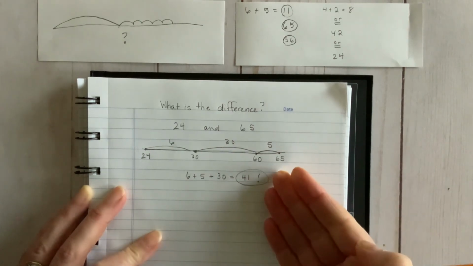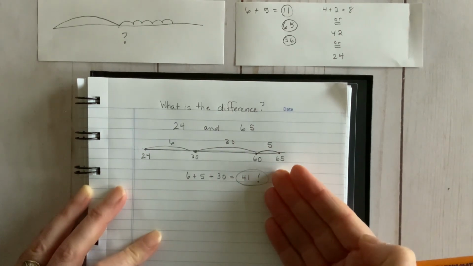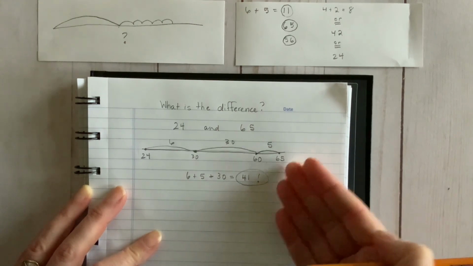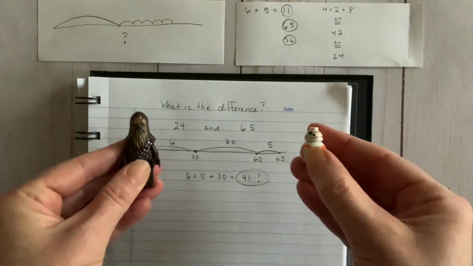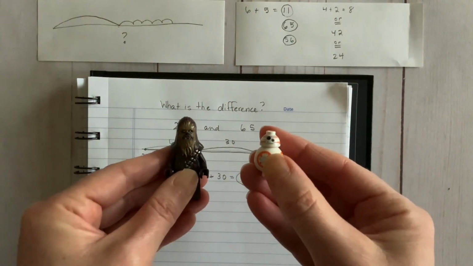You can check your work by comparing to a number line that has numbers written down, if you like. And when you've finished finding the difference, try it again and keep trying until you feel comfortable. Good luck, everyone.